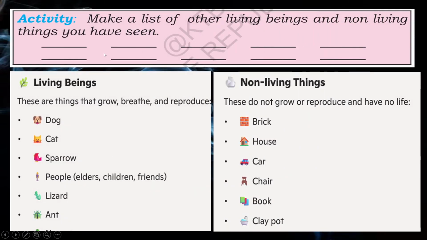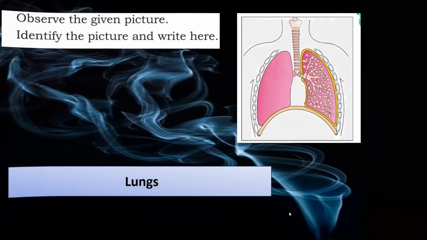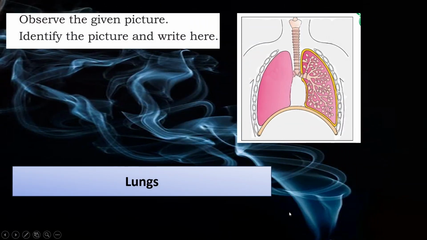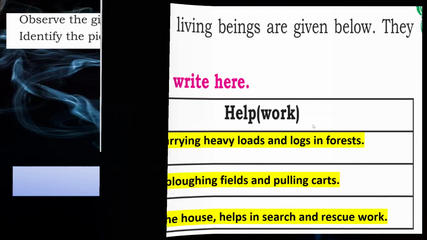Activity: make a list of the other living beings and non-living beings. We have seen living beings: dog, cat, sparrow, people, elders, children, friends, lizard, ant. Non-living things: brick, house, car, chair, book, clay pot. Observe the given picture, identify the picture and write here. This is a picture of lungs.